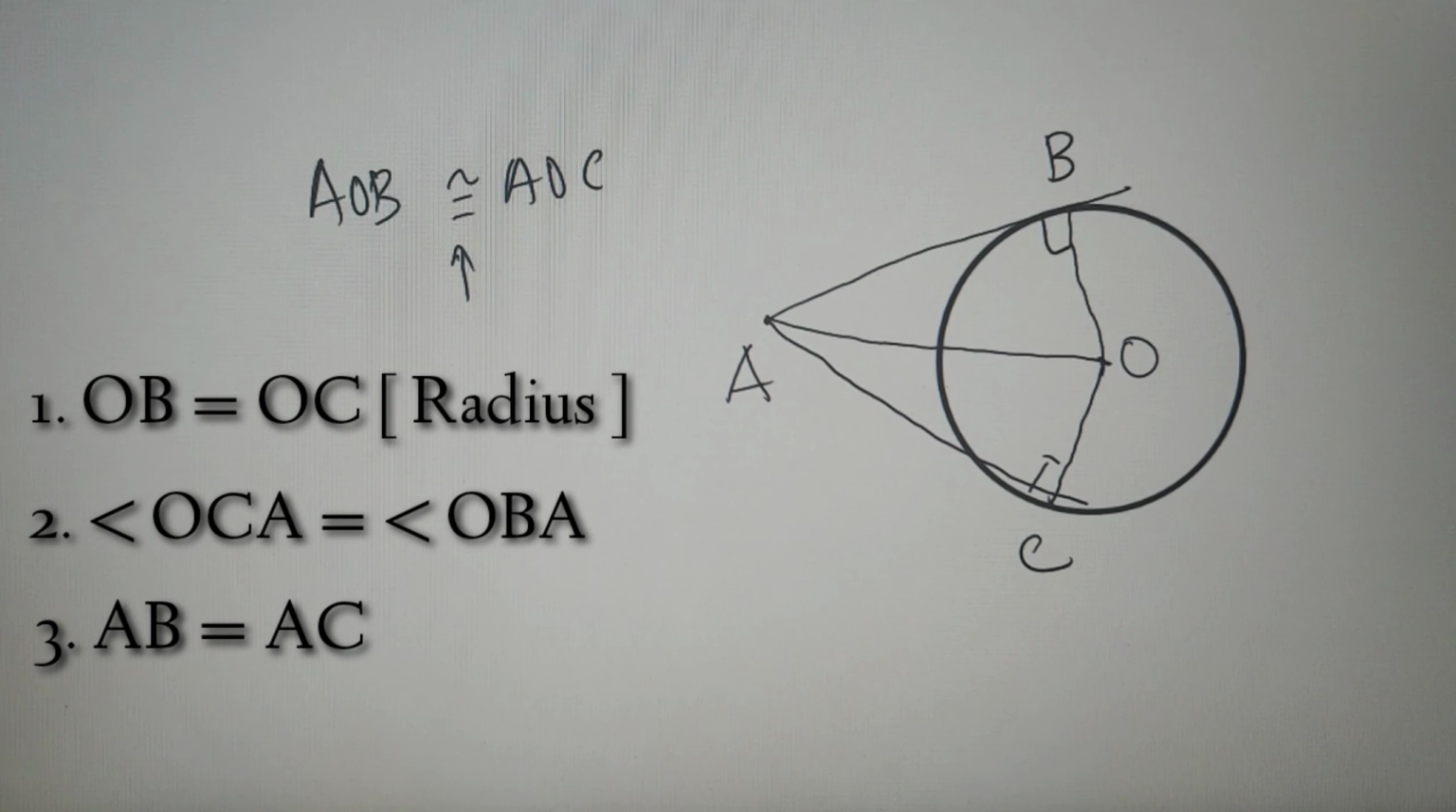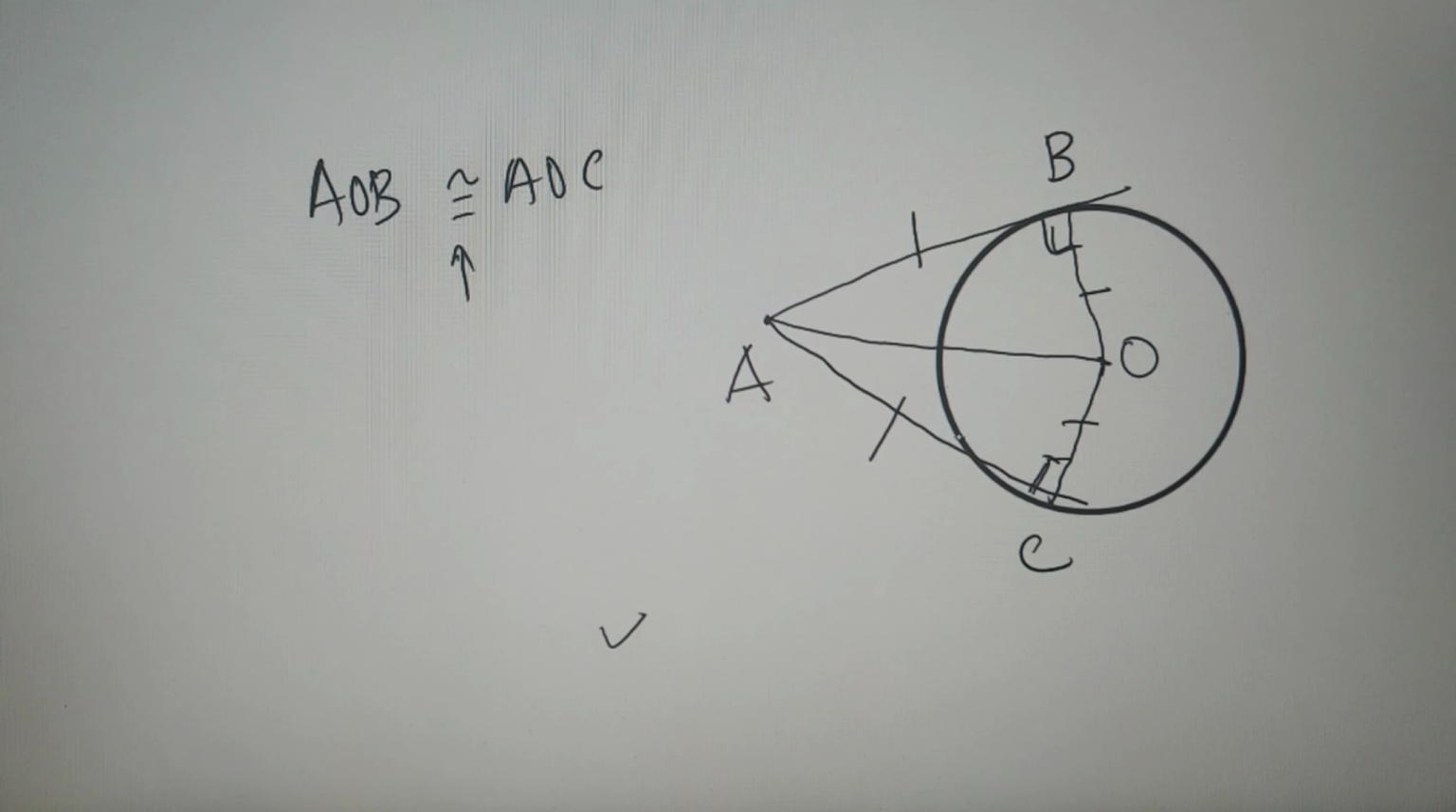So AB is equal to AC will be our third point. So by these 3 points we can say that the triangles AOB and AOC are congruent to each other by side angle side postulate, because this side is equal to this side is equal to this side, and the angles between them are equal, so they are congruent by side angle side postulate.